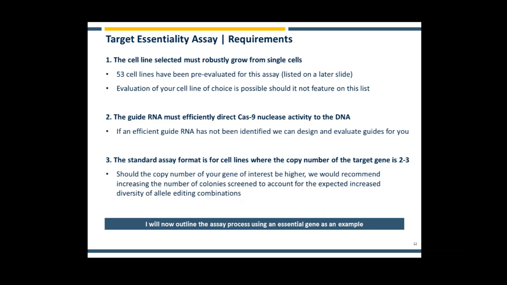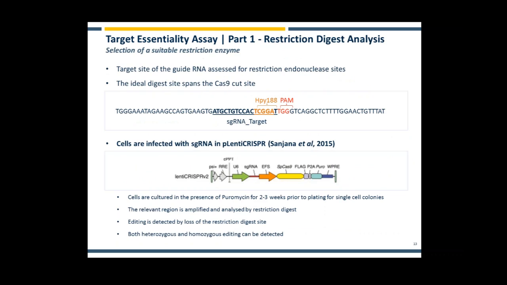So I can now outline the assay process using an essential gene as an example. The first step in the process is to determine a restriction enzyme that we can use in the assay. The ideal enzyme spans the Cas9 cut site, which, as we know, is about 3 nucleotides up from the PAM. And in this example, we've used HPY188.